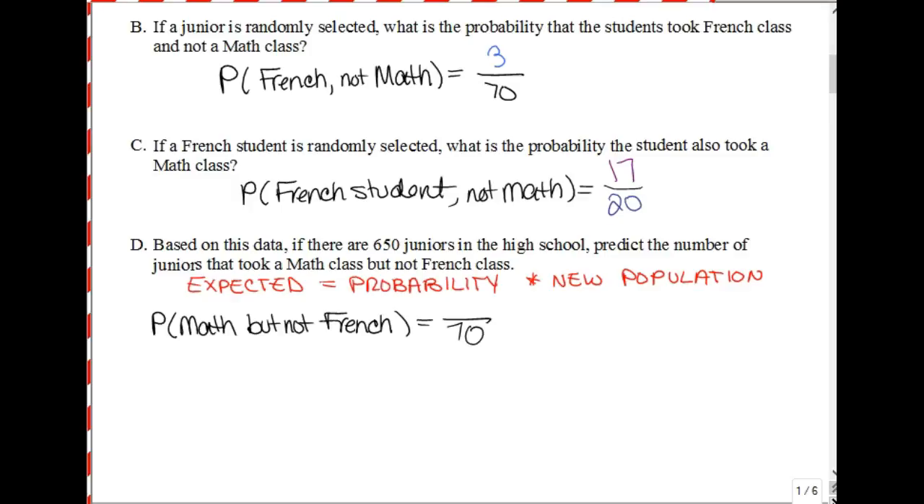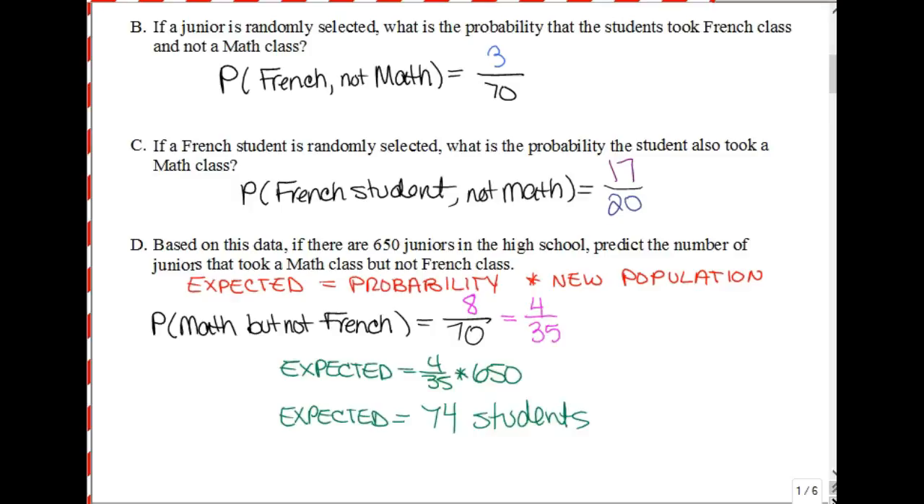We are back to the original 70 students. Now, how many students took math but not French? That would be 8. You don't have to, but I will always simplify my fractions. Now let's find the expected value. We would expect that 74 students out of the 650 would be taking math but not French.